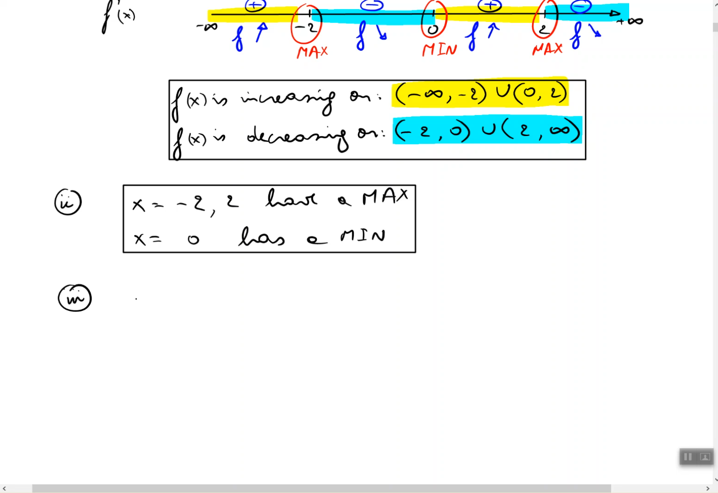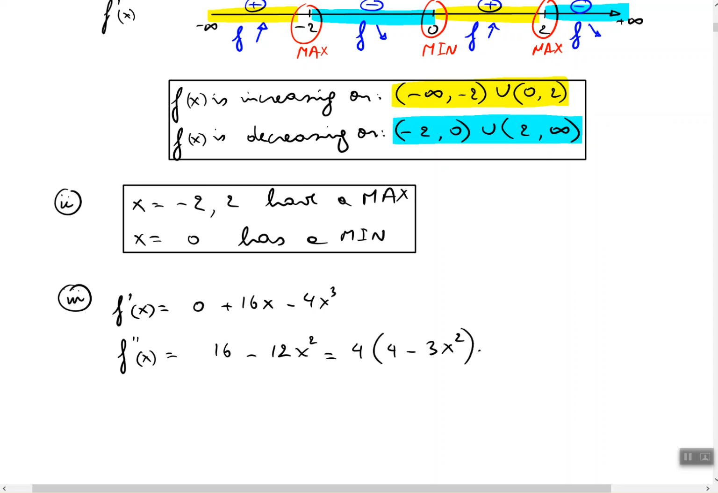So part 3 says find the concavity. So here we go, that's the f of x, f prime of x. And so what is the f double prime? The f double prime is going to be 16 minus 3 times 4, which is 12x squared. And we can factor a 4 out, and if we did that, we end up with 4 times (4 minus 3x squared). We need to investigate what makes it equal to 0, and this happens when the 4 minus 3x squared itself equals 0.